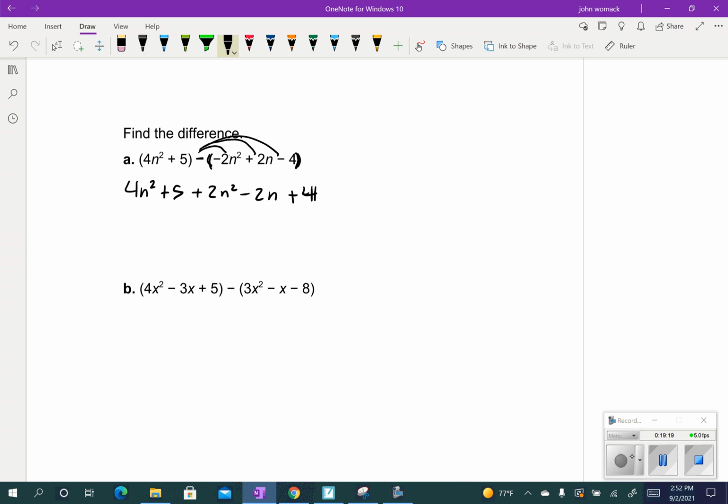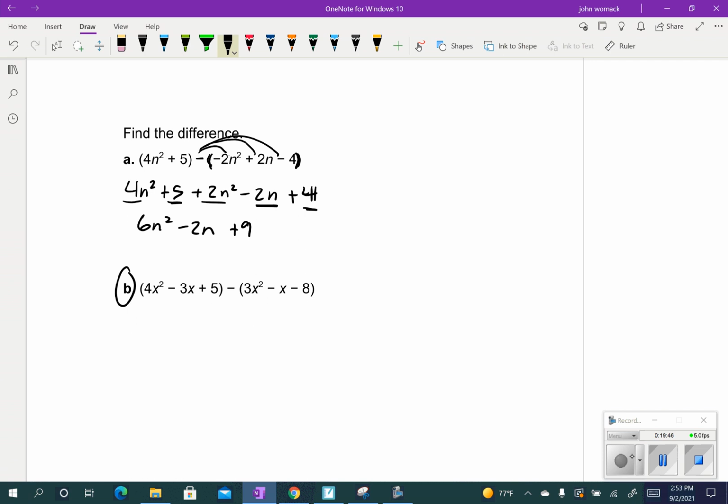Okay, let's combine like terms now. The 4n squared plus 2n squared, 4 plus 2 is 6. It stays n squared. I'm going to do the n next. There are no other n's, so minus 2n. But I do have the plus 5 and the plus 4. Add those together and end up with plus 9. I want you guys to try B. This is our last example. Try this on your own, so pause the video, try it, and then come back and I'll run through it with you.